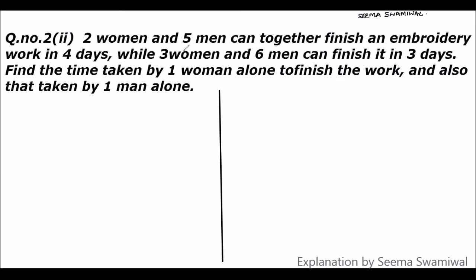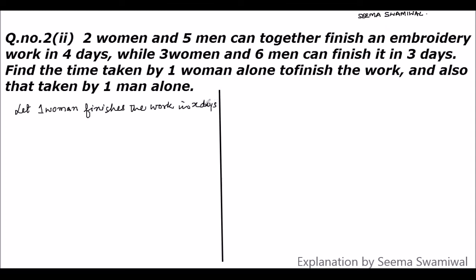2 women and 5 men can together finish an embroidery work in 4 days, while 3 women and 6 men can finish it in 3 days. Find the time taken by one woman alone to finish the work. So let's suppose one woman finishes the work in X days.